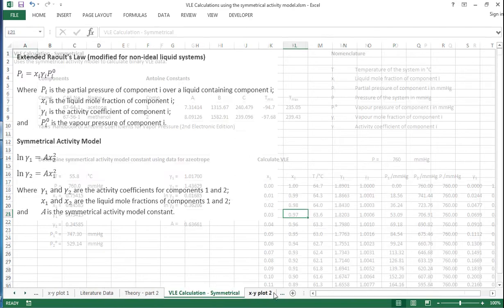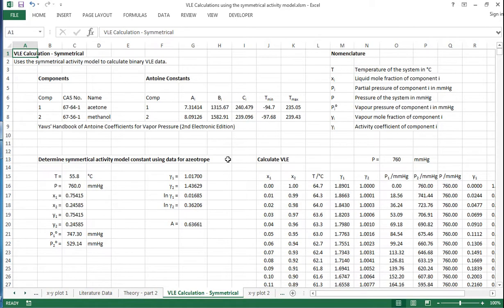And if we go over to this next spreadsheet, it's all set up so that we can actually implement these equations using the symmetrical activity model. Now, first of all, we need to find a value for the symmetrical activity model constant A, which is shown here. To do this, we're going to use the data for an azeotrope in this system. So the azeotrope data is here. Temperature 55.8 degrees C at a pressure of 760 millimeters of mercury. The azeotrope mole fraction in the liquid of the first component is 0.5415. And that's all the information that we're given for the azeotrope.